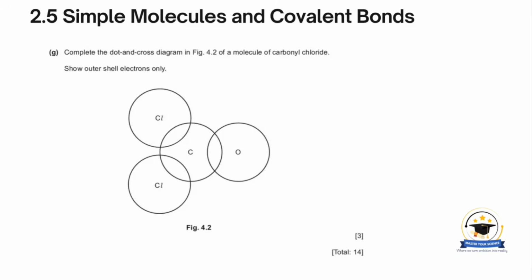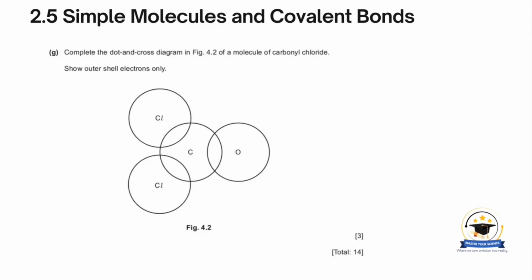Carbon is a group 4 element. It needs 4 more electrons in order for it to achieve the noble gas electronic configuration, so it will make 4 covalent bonds. Oxygen is a group 6 element. It needs 2 more electrons in order to achieve the noble gas electronic configuration, so it will make 2 covalent bonds. So we can expect there to be 1 covalent bond between carbon and chlorine, 1 covalent bond between carbon and the other chlorine, and 2 covalent bonds between carbon and oxygen.